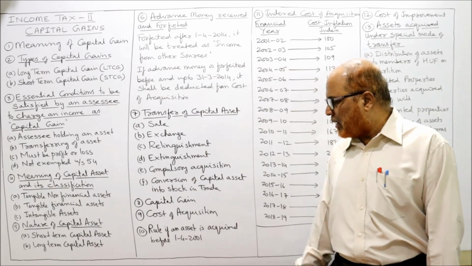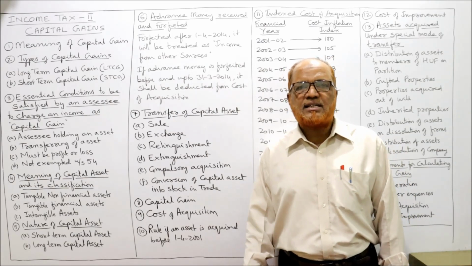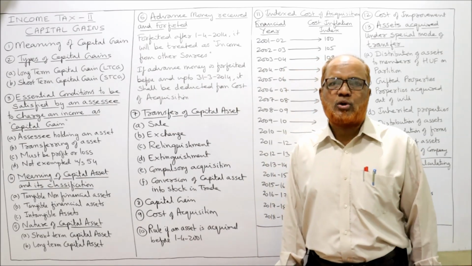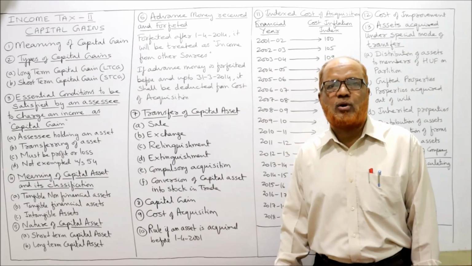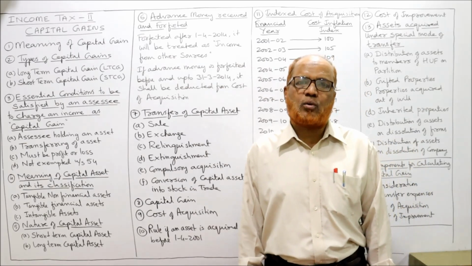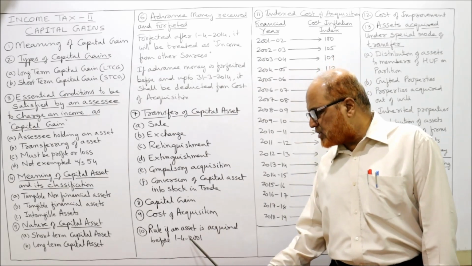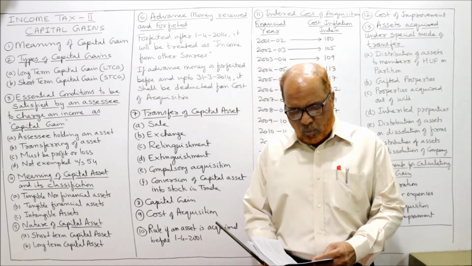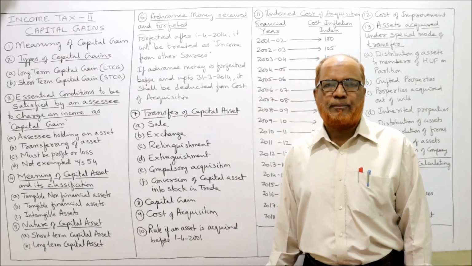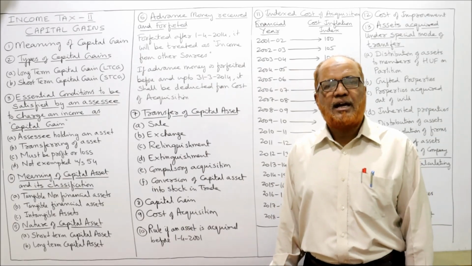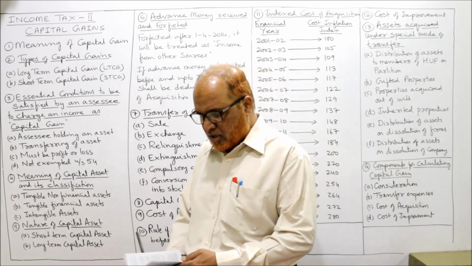Then the rule: if an asset is acquired before 1/4/2001. The Income Tax Act has given a provision that if an asset has been purchased before 1/4/2001, the assessee can choose the fair market value as on 1/4/2001 as the cost of acquisition. But this benefit will not apply to a depreciable asset like machinery. If machinery is used in the business, it is called a depreciable asset. So for a depreciable asset, this FMV provision will not apply.